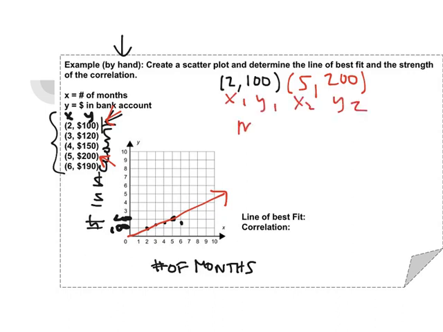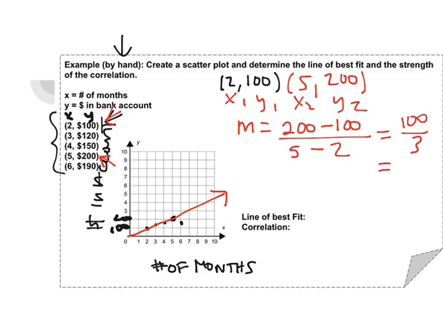I'm going to use my slope formula, so I have 200, y2 minus y1, and x2 minus x1. If I get that, I get 100 divided by 3, which ends up giving me 33.333 and continues on. So we're just going to use 33.33.